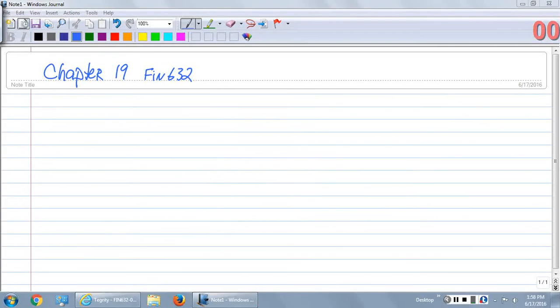All right, let's take a look at Chapter 19. Chapter 19, as you see, is financial statement analysis. It's really what we're going to do. The main focus of Chapter 19 is to understand financial statements, understand some of the numbers that come from financial statements. We're going to use those numbers, pull numbers off financial statements, and create ratios.